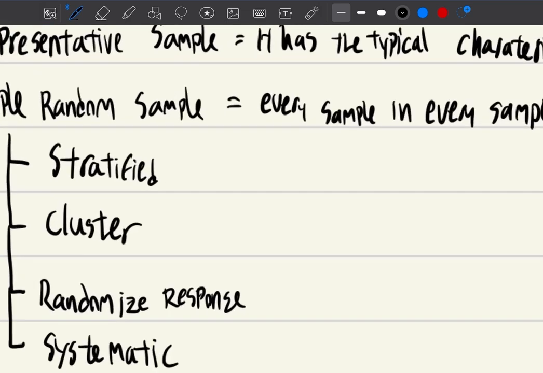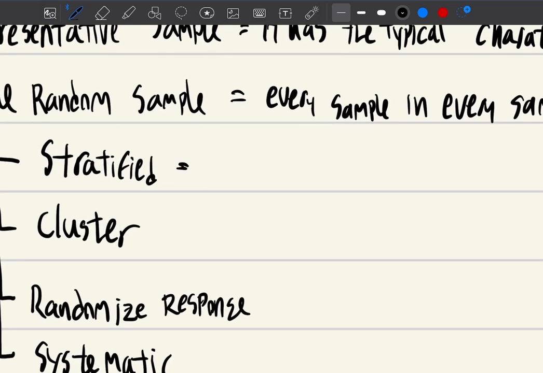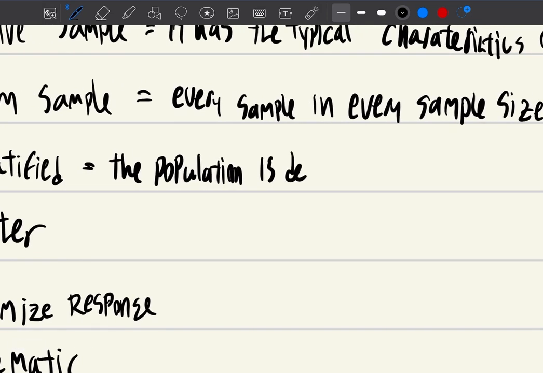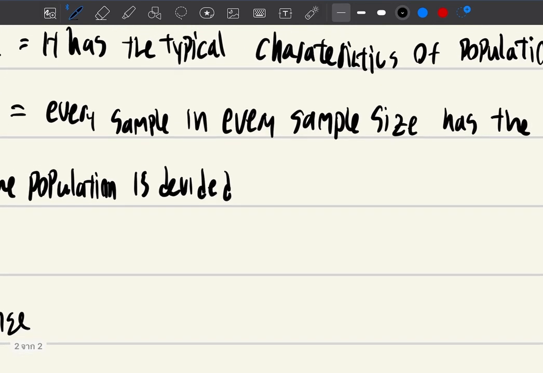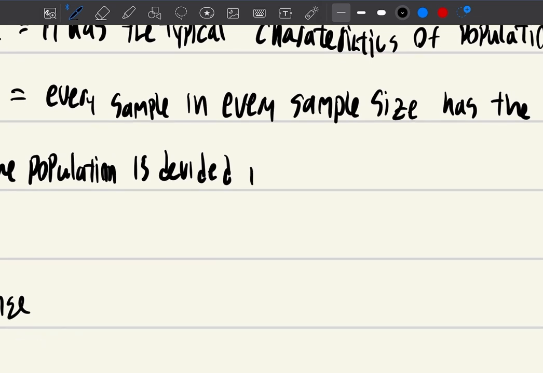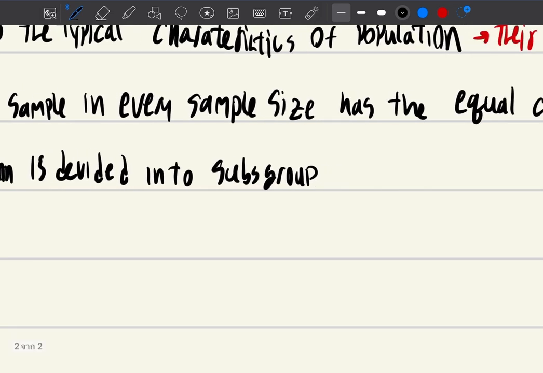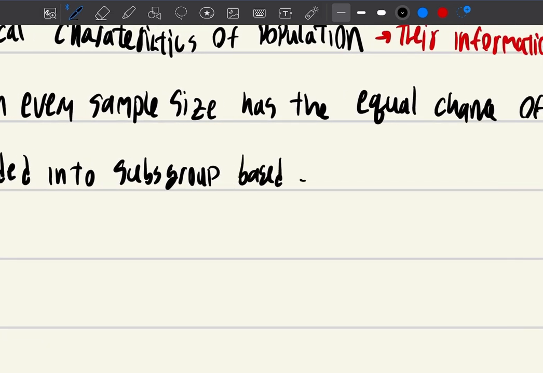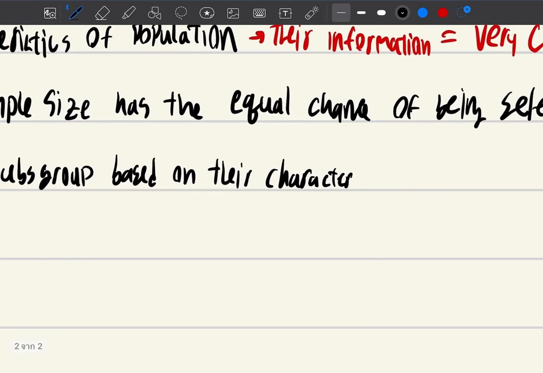The next one is stratified. In stratified sampling, the population is divided into subgroups based on their characteristics, such as age, gender, or eye color.